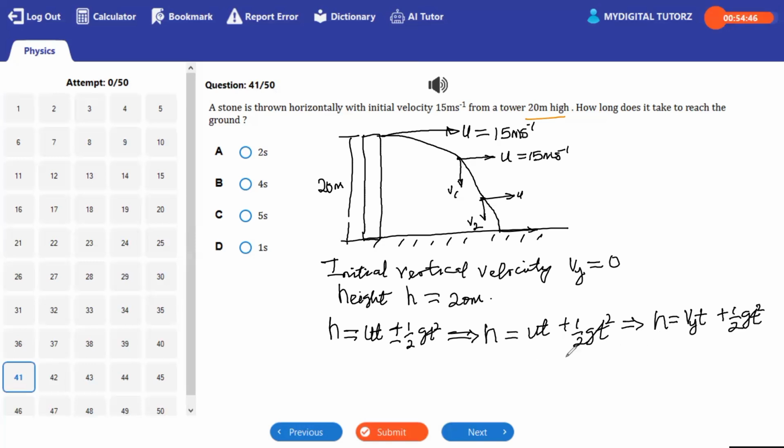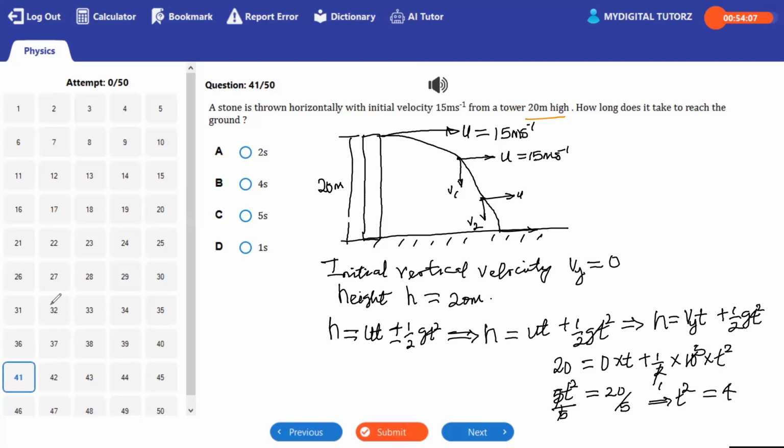So what is my h? From here, h is 20, equal to initial vertical velocity, which is 0. So I have 0 multiplied by t plus 1 over 2 multiplied by g, which is 10, multiplied by t squared, which we are looking for. So 2 here, 1, 2 here, 5. That implies I will have 5t squared equal to 20. So divide both sides by 5, we have this, which implies that t squared is equal to 4.